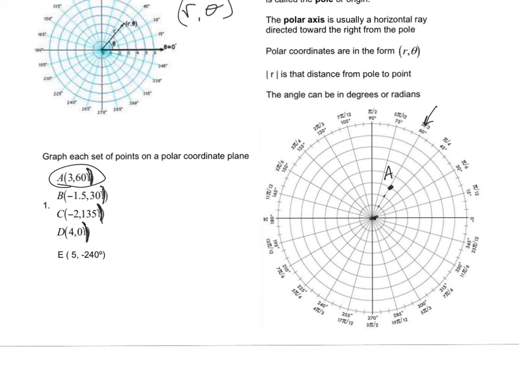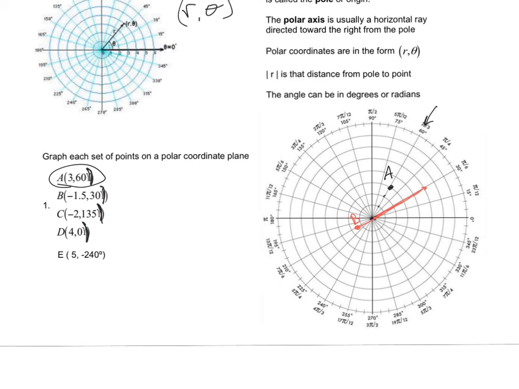I'll do this one and draw on it. It's going to look a little bit strange. So we're going to go, here's your 30 degree line. Well, if it was 1.5, we would go towards the 30. We'd go this way. But we want to go backwards away from the 30, but stay on that same line. We want to go 1.5. So here's point B.